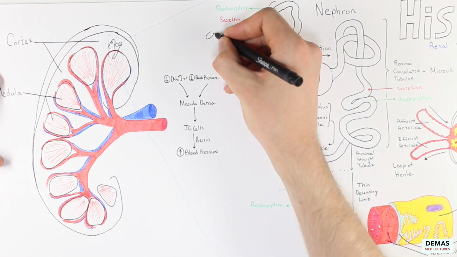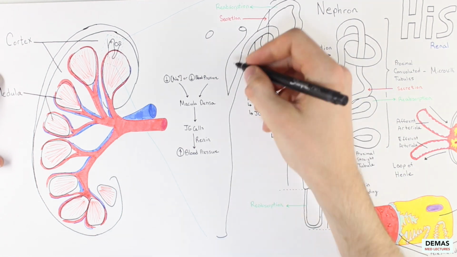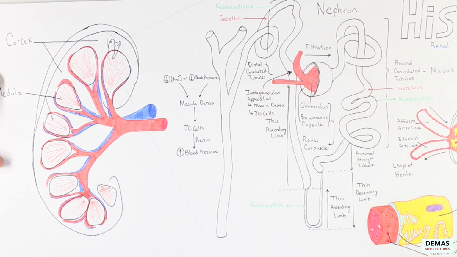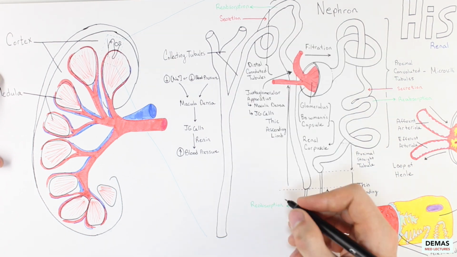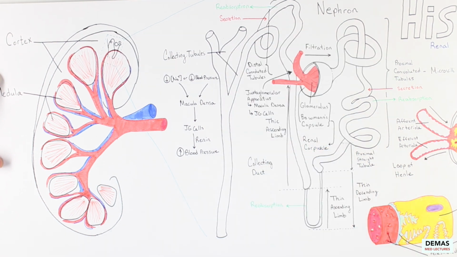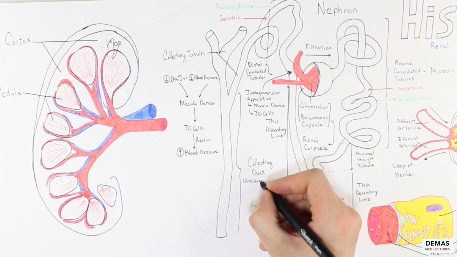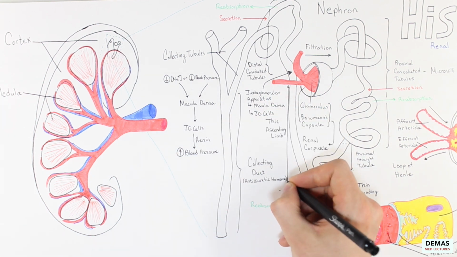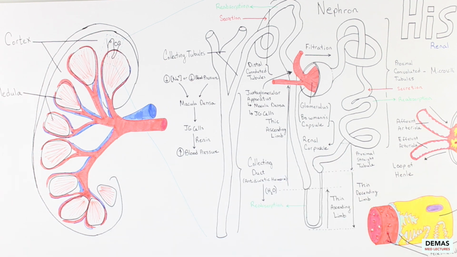Next, the distal convoluted tubules merge with the last part of the nephron called the collecting tubules, and these collecting tubules converge to form collecting ducts. The urine can then be further concentrated in the ducts if necessary, and is regulated by antidiuretic hormone, also known as vasopressin. The presence of ADH promotes reabsorption of water, which serves to concentrate the urine.